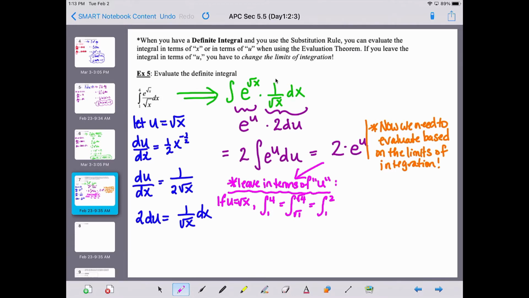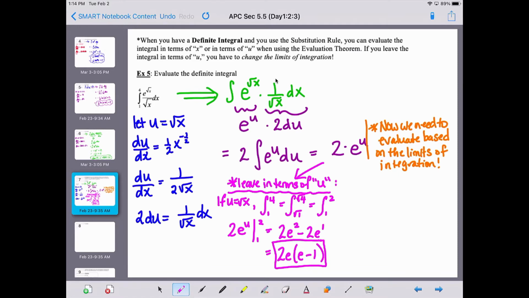So if that's the case, then my 2e to the u evaluated from 1 to 2 is going to be equal to 2e squared minus 2e to the first. Again, that's just the evaluation theorem here, right? And then if I factored out the 2e from both terms, then I would just have e minus 1. And I'm going to leave my answer like that. I'm going to leave it in terms of e. Remember, e is just a number, okay? So that's how we would evaluate this integral, by leaving it in terms of u.